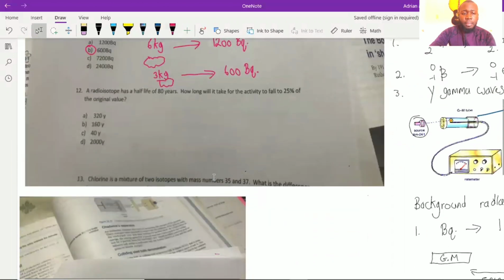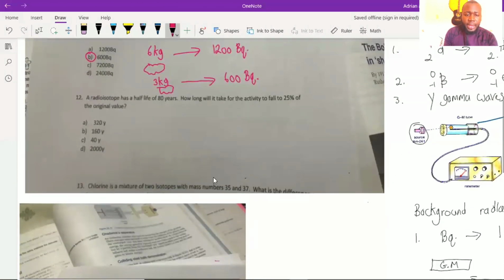Let's look at number 3. A radioisotope has a half-life of 80 years. How long will it take for the activity to fall to 25% of the original value? All right, so to answer this question, we have to understand the concept of half-life. What do we mean by half-life?